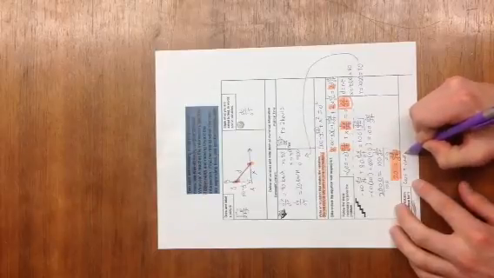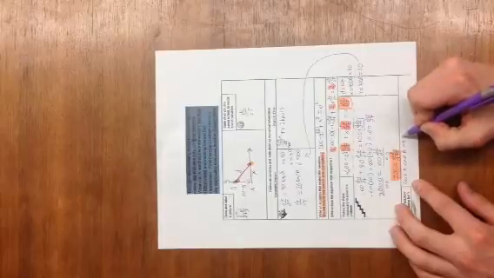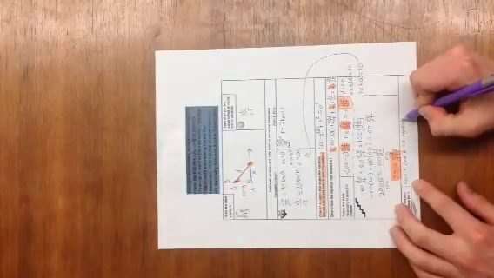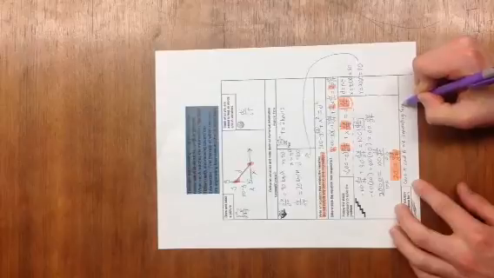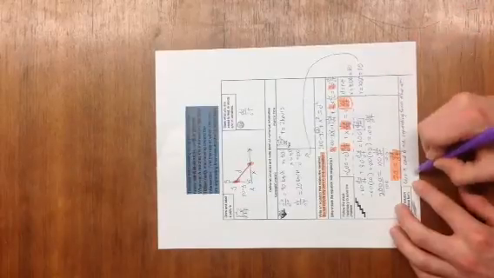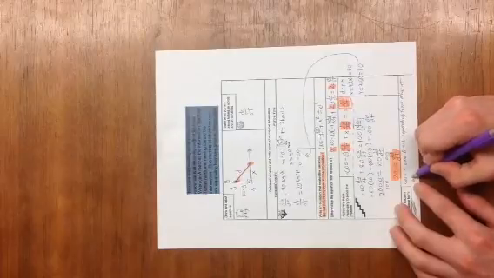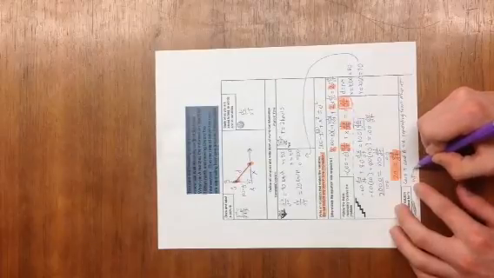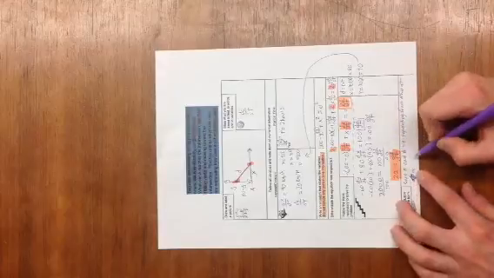Cars A and B are separating from each other at a rate of 20 kilometers per hour. Whoops, I put two ats.